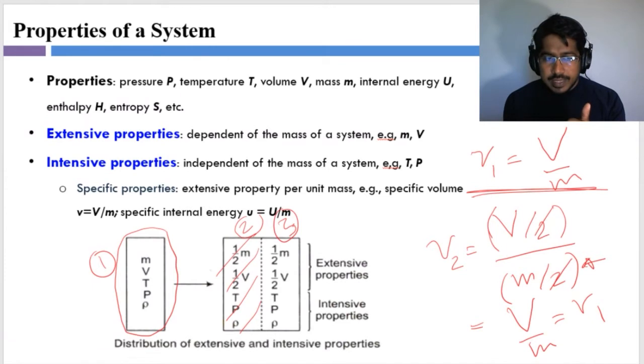Volume is extensive, specific volume is intensive. Enthalpy is extensive, specific enthalpy is intensive. Entropy is extensive, specific entropy is intensive. Did I make it clear for everyone? I hope so. And if you have any questions, feel free to put them in the chat so that we can discuss.